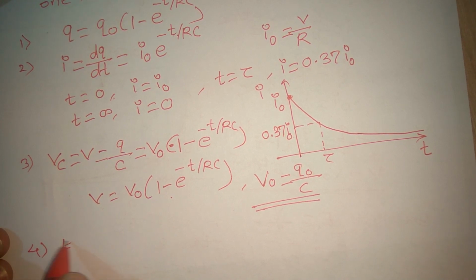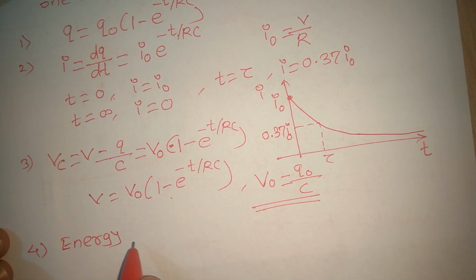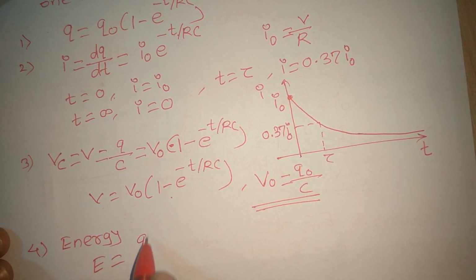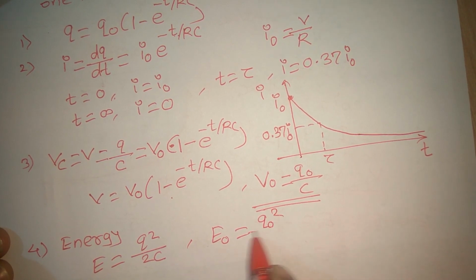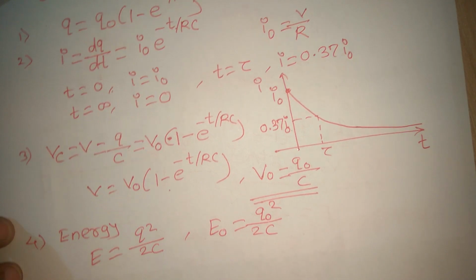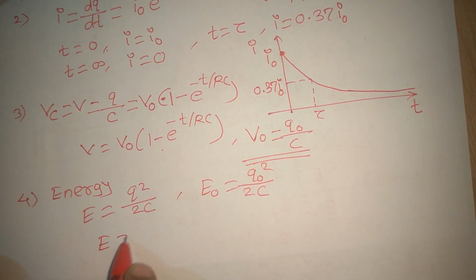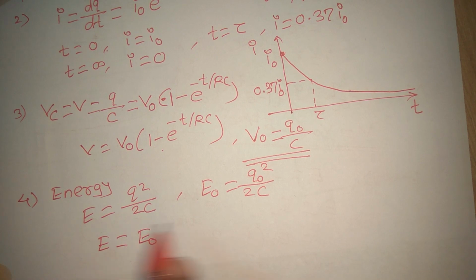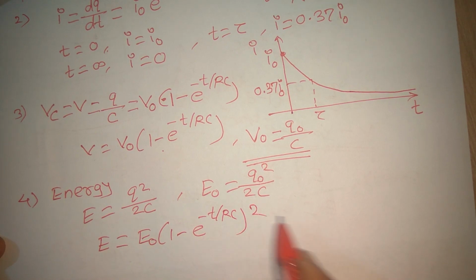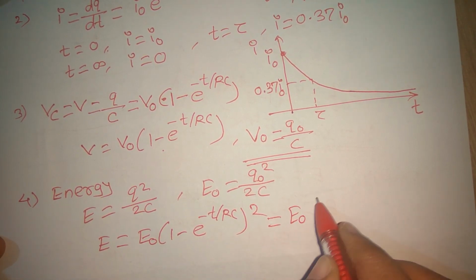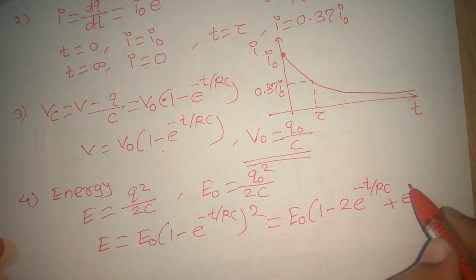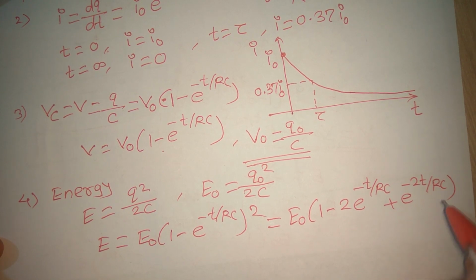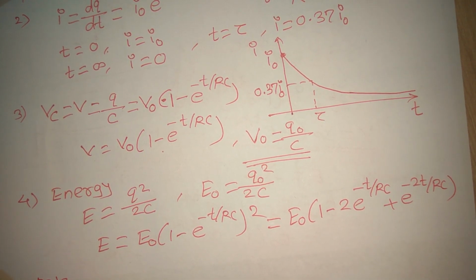The fourth factor which is mostly used or asked is about energy. Energy stored in a capacitor is q square divided by 2C. What is the maximum energy? It is maximum charge, q naught square by 2C. So when we want the equation of energy in terms of the transient state, E is E naught times 1 minus e power minus t by RC, bracket square. If we expand this, we get 1 minus 2 e power minus t by RC plus e power minus 2t by RC.